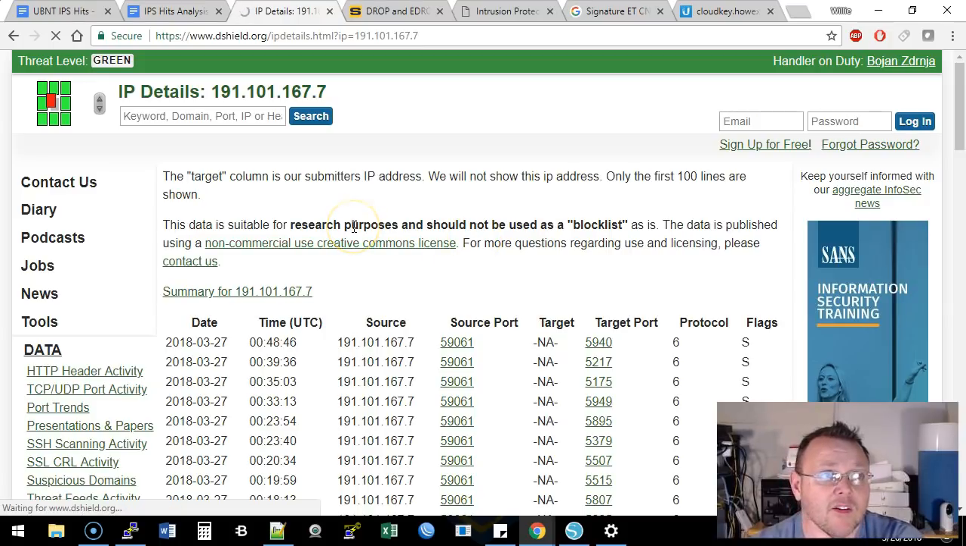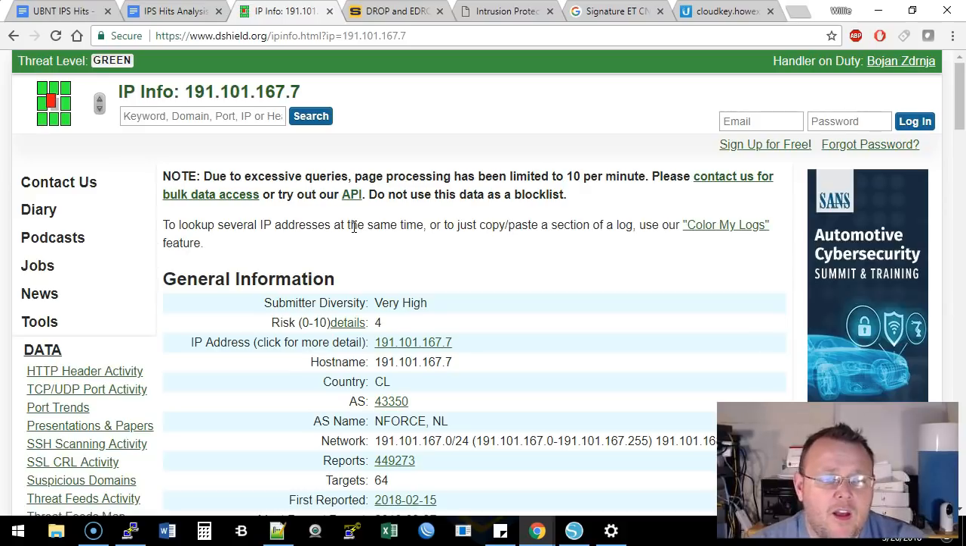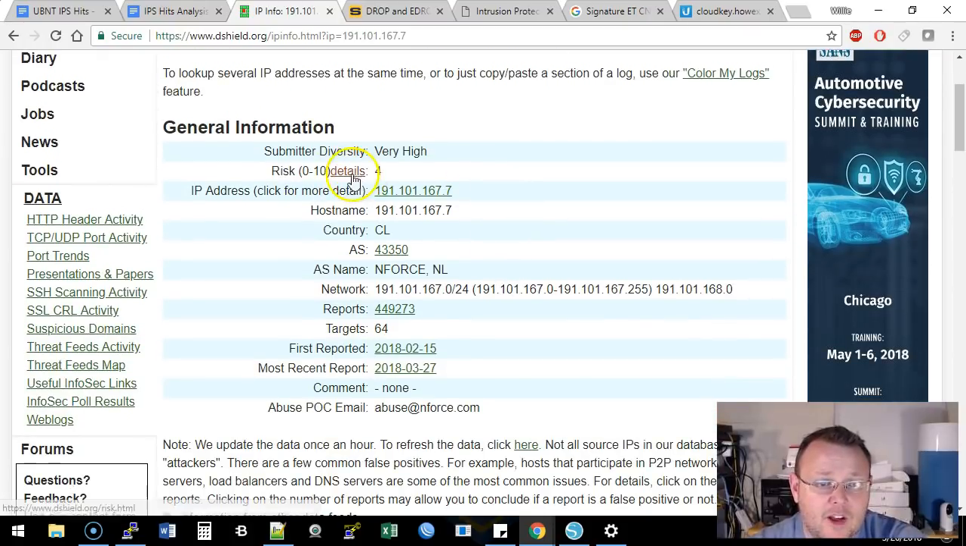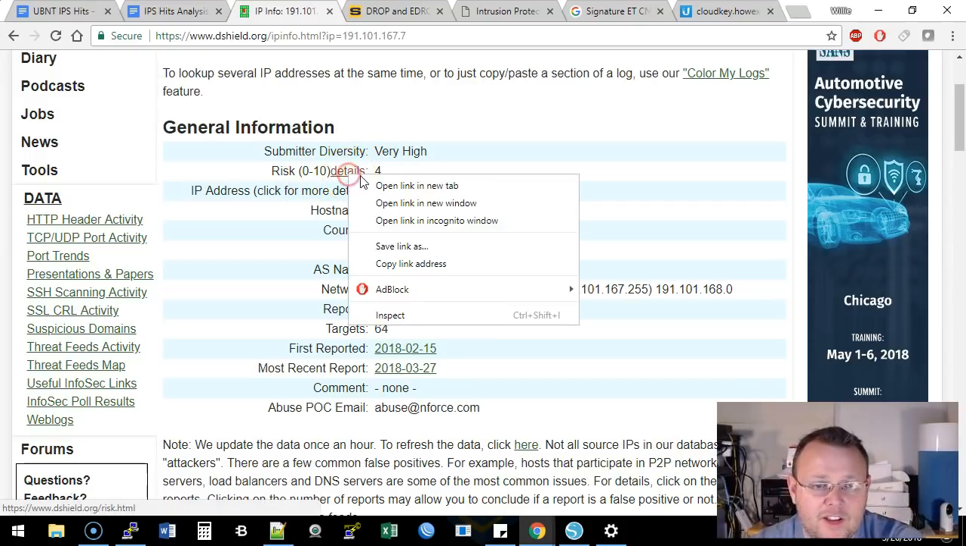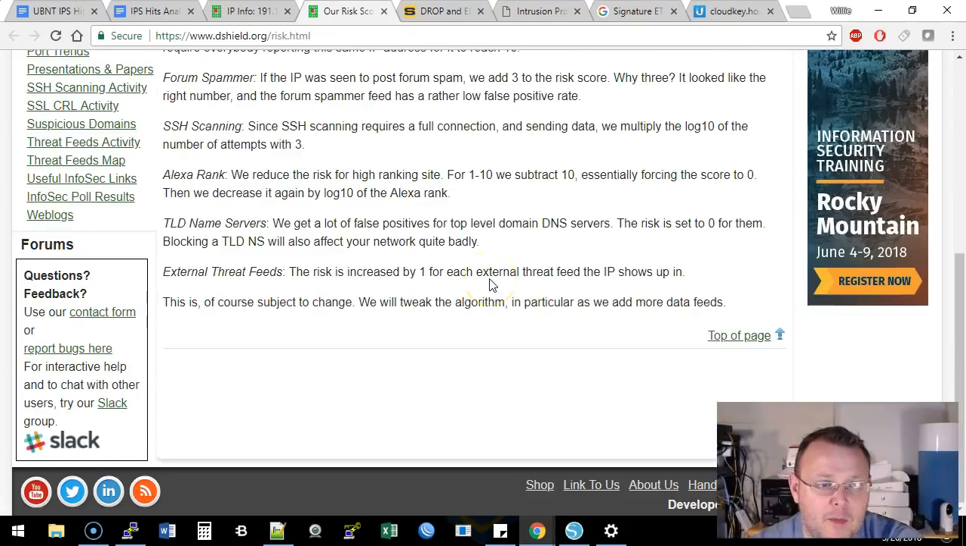I said that, and now the summary is taking forever. The closer I get to fiber internet, the slower my cable modem goes. All right, so if we scroll down, we can look. Risk on this IP between 0 and 10 is a 4. If you click here, you're going to get details on the risk and about how they come up with that number.